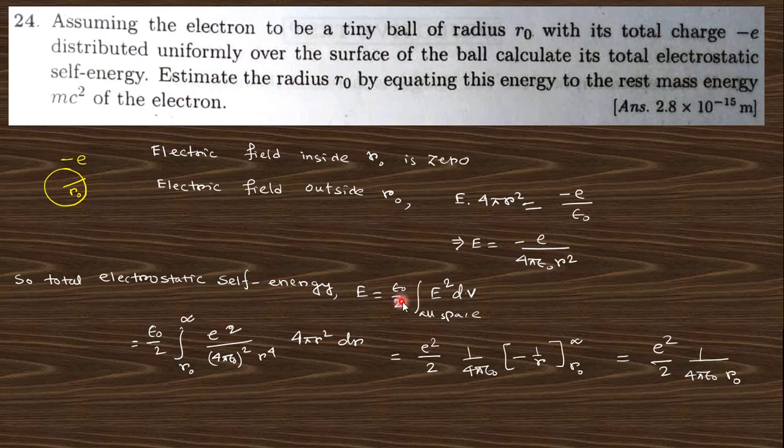So, the self energy is epsilon naught by 2 times E square dV, where dV is 4 pi r square dr. If you integrate, you will get this expression. So, this is the electrostatic energy. Now estimate the value of r0 by equating this energy to the rest energy mc square.